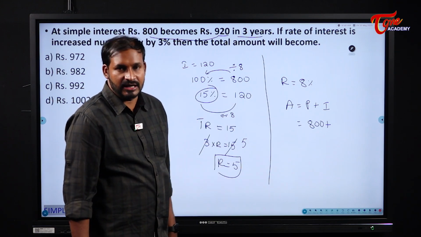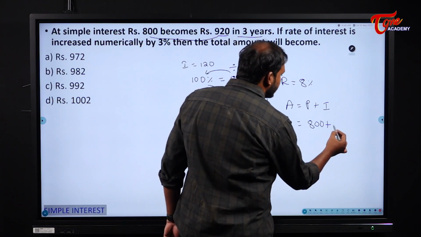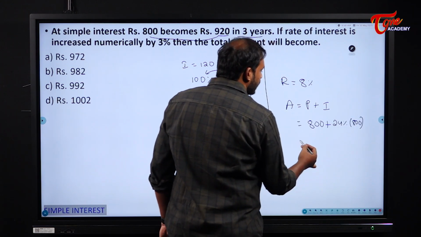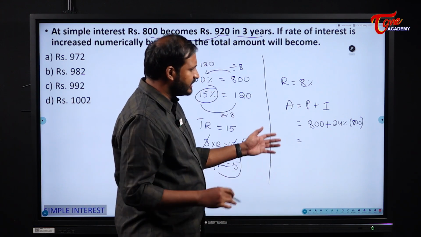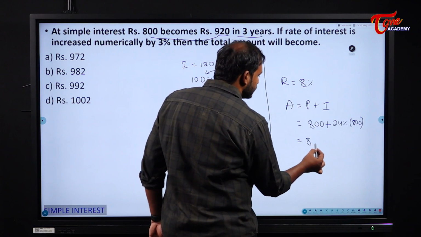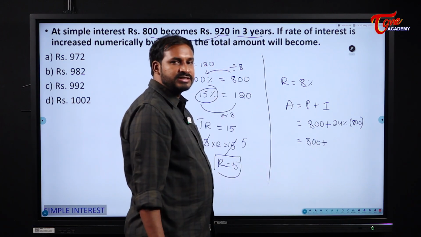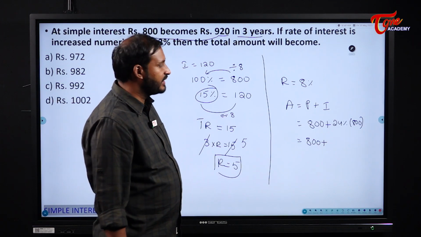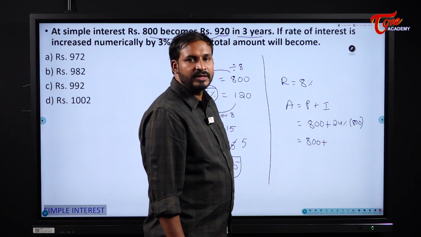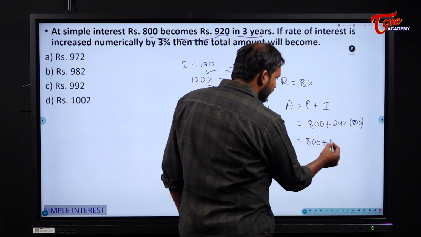8 into 3, TR, is 24% of principal, that is 800. Directly you can take 124% also, but it is waste of time. Directly we will do in this manner. Now tell me, 800 plus 24% of 800. 24% of 800, what does it become? 24 8s are what, students? 192.